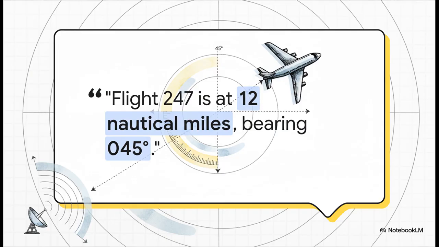"Flight 247 is at 12 nautical miles bearing 045 degrees." What did they just give you? They gave you a distance, 12 miles, and an angle, 45 degrees. That is a polar coordinate. They're literally describing a point using r, theta.